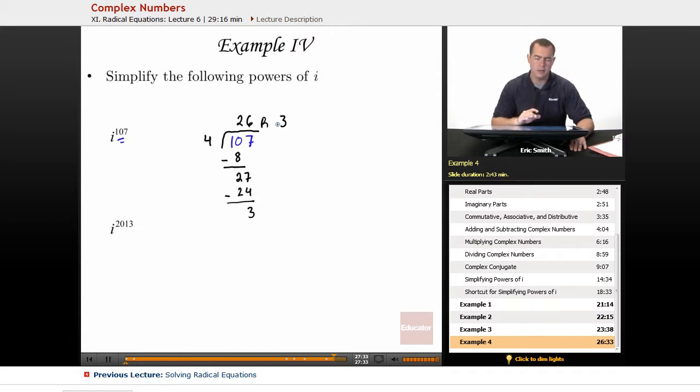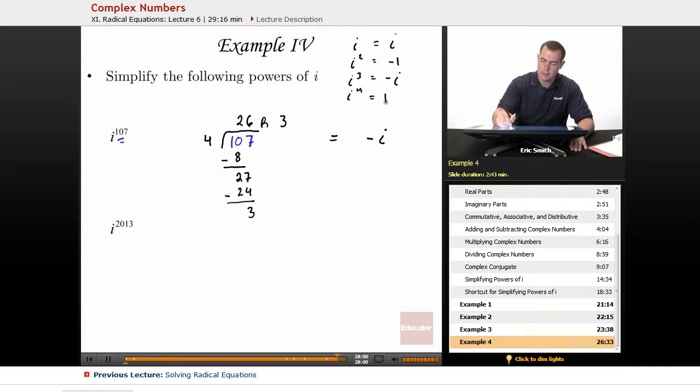Okay, now think back. If my remainder is 3, then what does this entire thing simplify to? Well, it simplifies to a negative i. Now, if you ever forget or you lose that table, you can always build it very quickly by doing just the first few values of i. So i, i squared was our negative 1, then we had negative i, and then positive 1. And then you quickly have built your table.